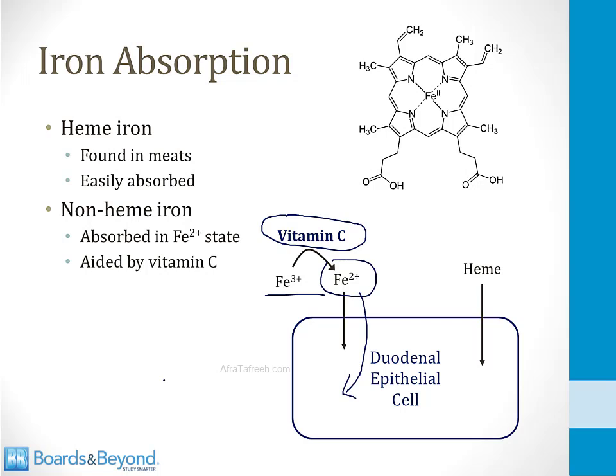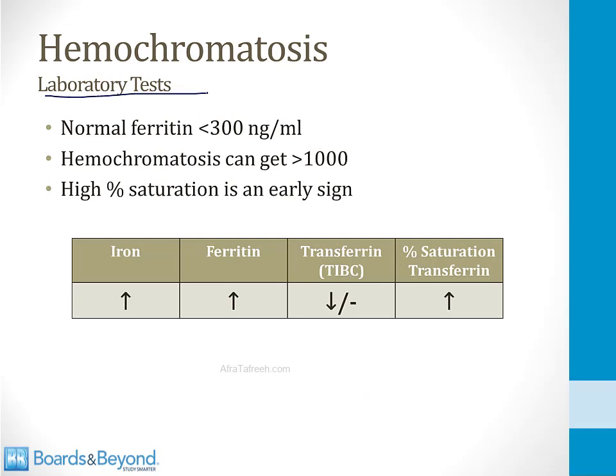And you don't want to do this in patients who have hemochromatosis and are absorbing too much iron at baseline. When you do laboratory tests on patients with hemochromatosis, you will see an increased amount of iron and an increased amount of ferritin, that storage form of iron. A normal ferritin level is less than 300, and in patients with hemochromatosis, it can get as high as 1,000.